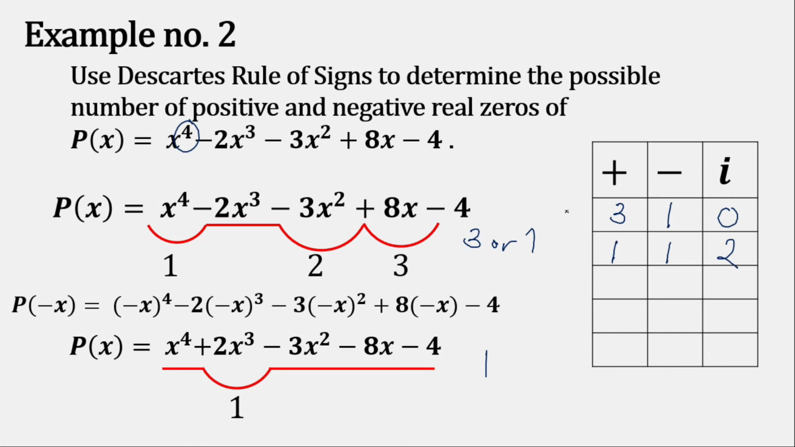Now you notice these are the possibilities. So upon studying this, we are sure that there is one negative zero and one positive zero because of the table. Okay, so that's for example number 2. The answer is three or one positive, and one negative. So three, one, zero, and two.